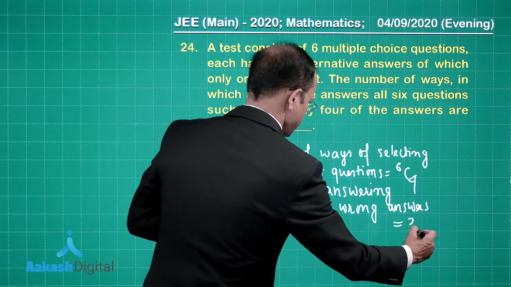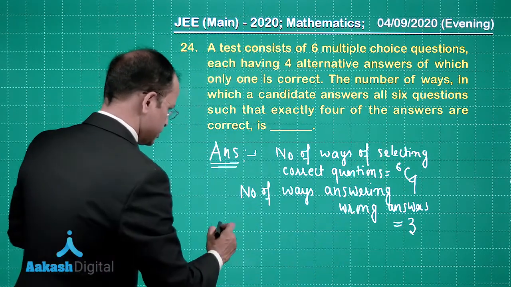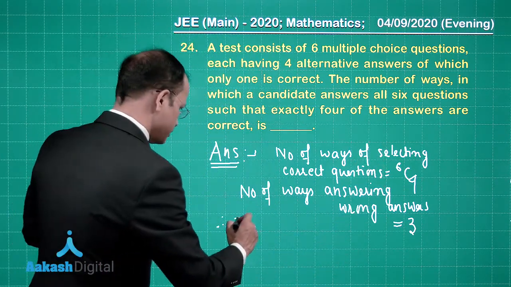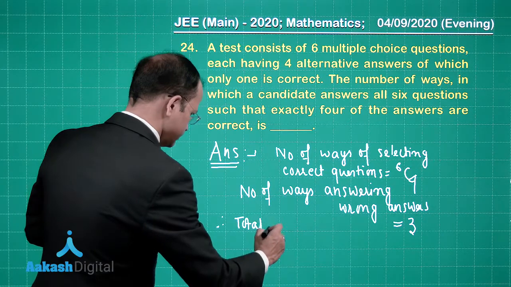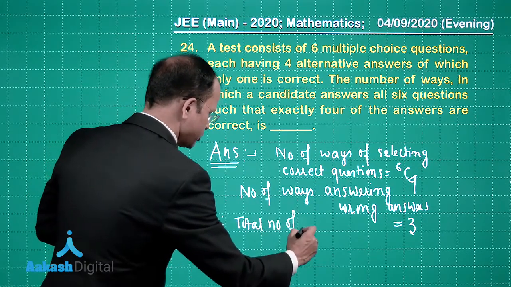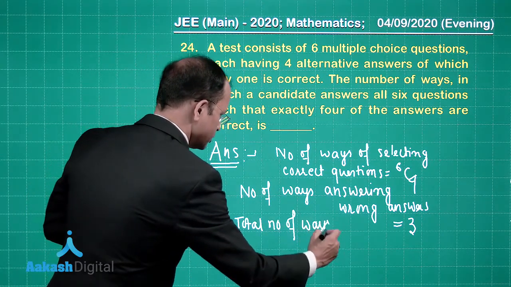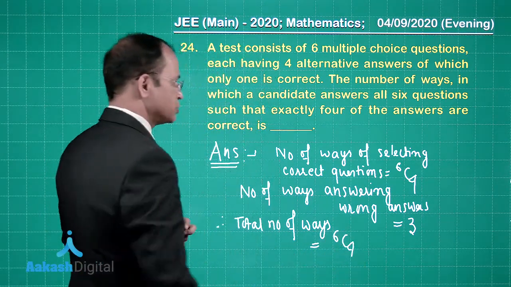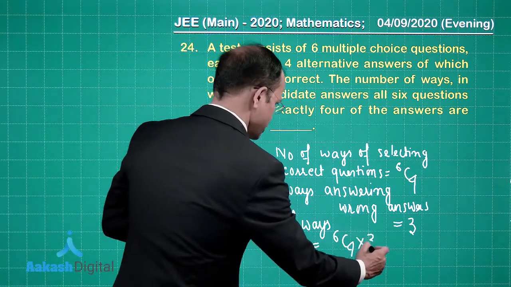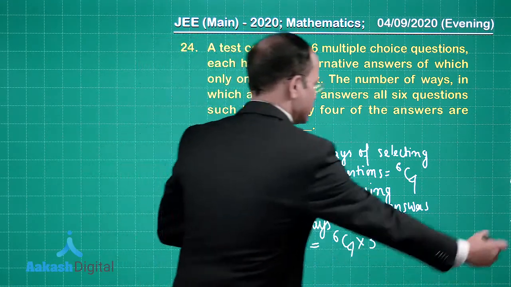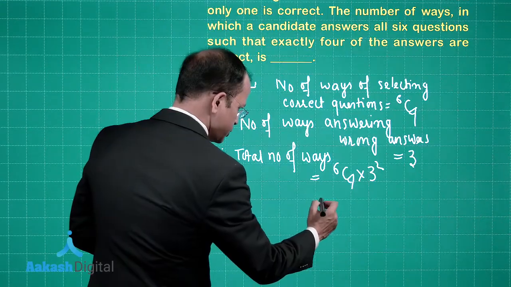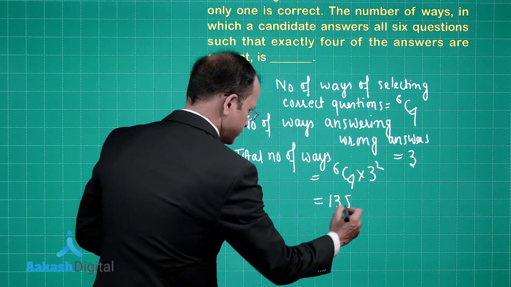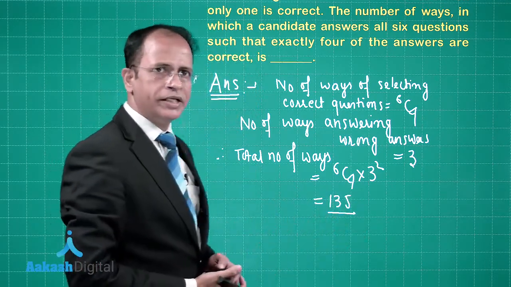Which is nothing but we have 3 cases. So that means the total number of ways will be equal to 64 into 3 square, right? So 64 into 3 square is coming out to be 135. So this is the answer we have, right?